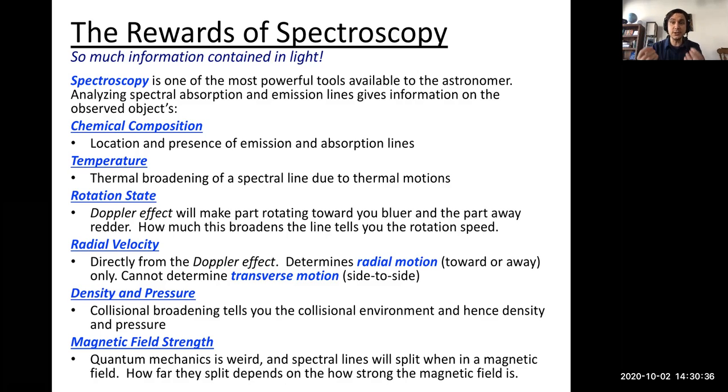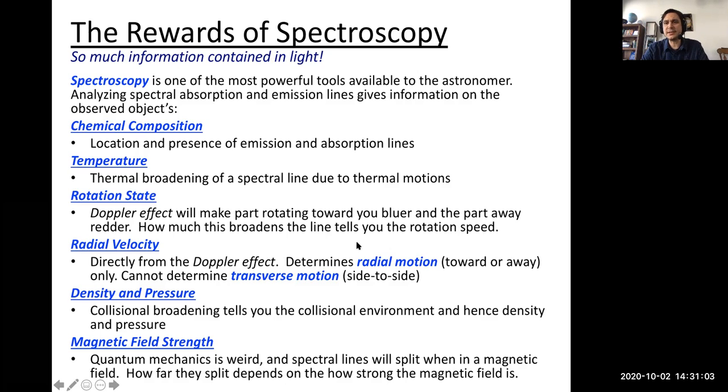It allows us to look at the Andromeda galaxy, our nearest neighboring galaxy, and determine that in a couple billion years, the Andromeda galaxy and the Milky Way galaxy are going to collide. We can look and see that all the spectral lines of the Andromeda galaxy are blue shifted, which means that it's coming towards us. So we can use the Doppler effect to determine radial motion.